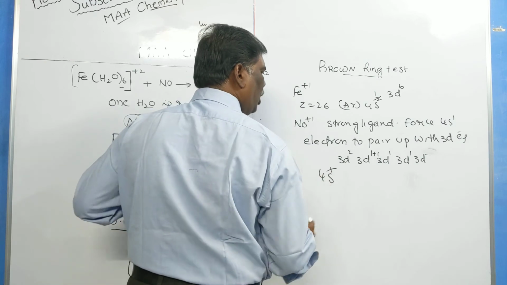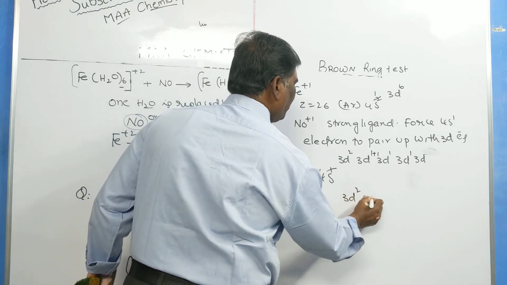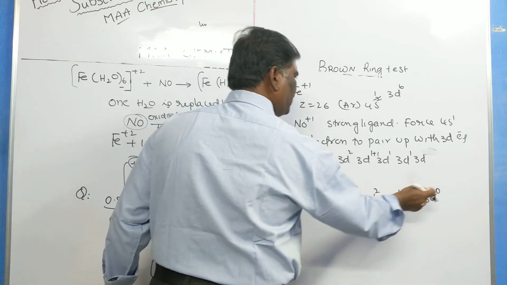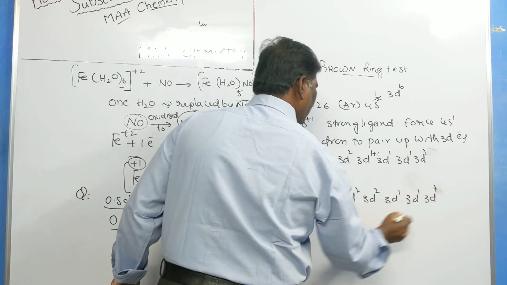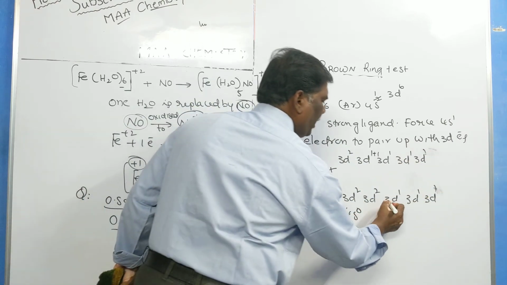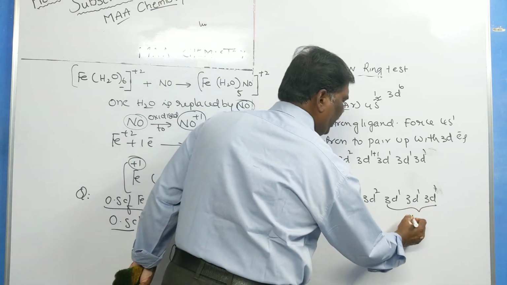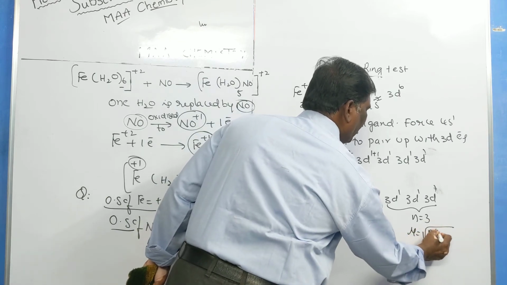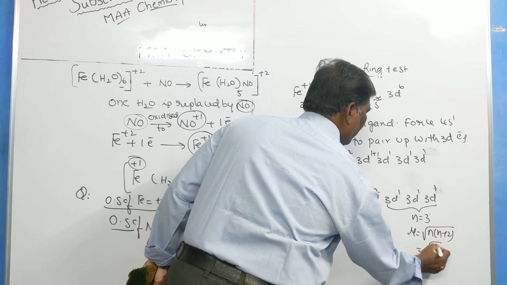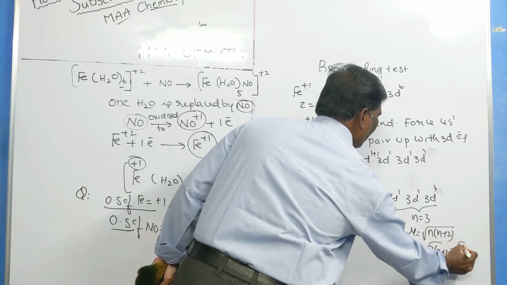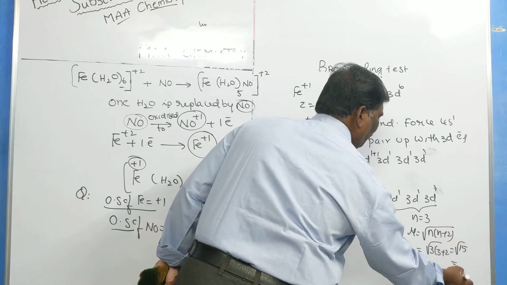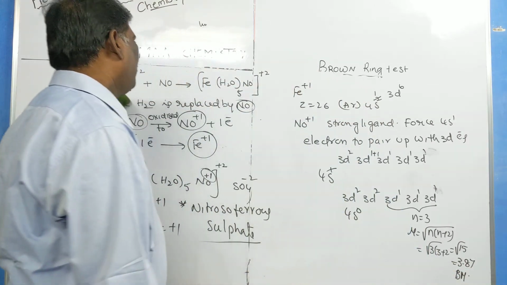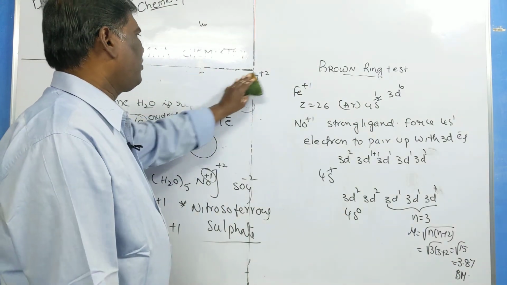Now as a result, how many are left there? 3d2, 3d2, 3d1, 3d1, 3d0, 3d1. Again here 4s0. Now tell me how many unpaired electrons are there? There are 3 unpaired electrons. For 3 unpaired electrons, what is the magnetic moment? Mu is equal to root of n into n plus 2. On calculation, 3 into 3 plus 2, root 15, which is nearly 3.87 Bohr magnetons. This is the magnetic moment of iron plus in the brown ring formula.